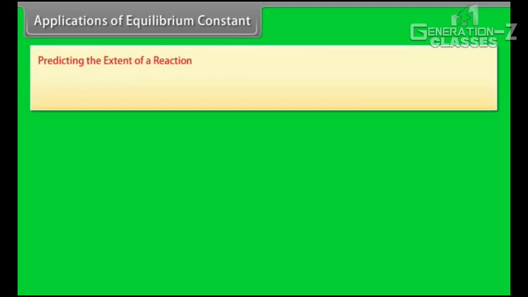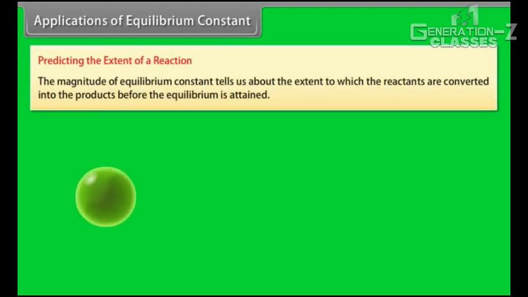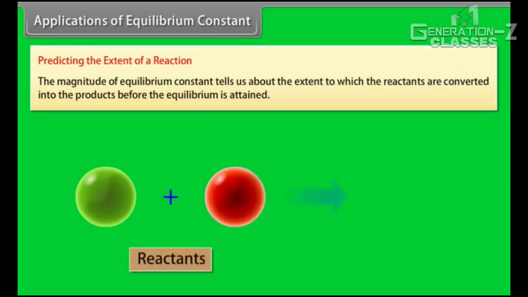Predicting the extent of a reaction. The magnitude of equilibrium constant tells us about the extent to which the reactants are converted into the products before the equilibrium is attained.